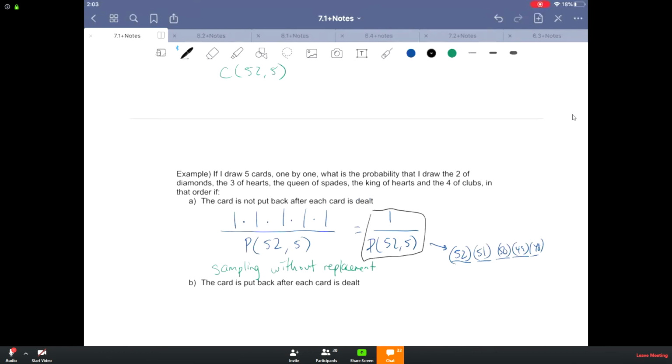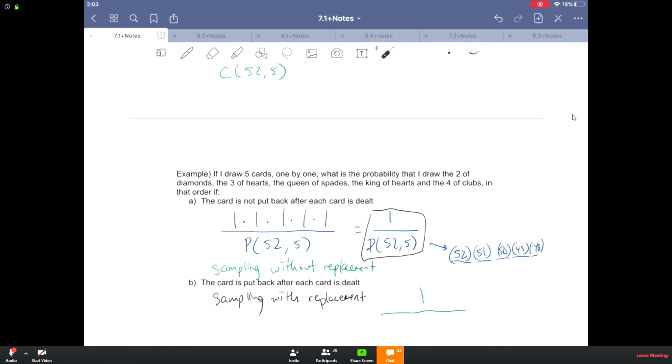Okay, the second one. This is going to be sampling with replacement because you're putting that card back every time, right? You're replacing it. Same idea, right? The top is going to be 1, because there's only one way to do all that. The thing that changes is your denominator.